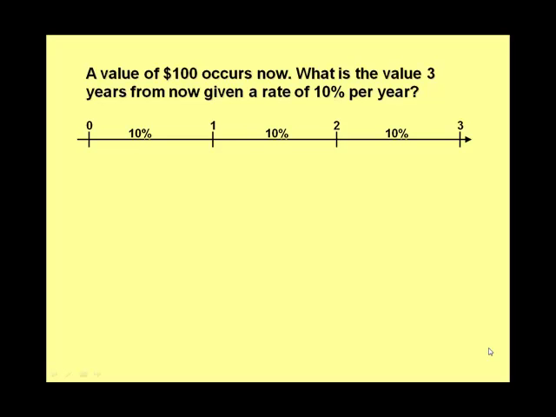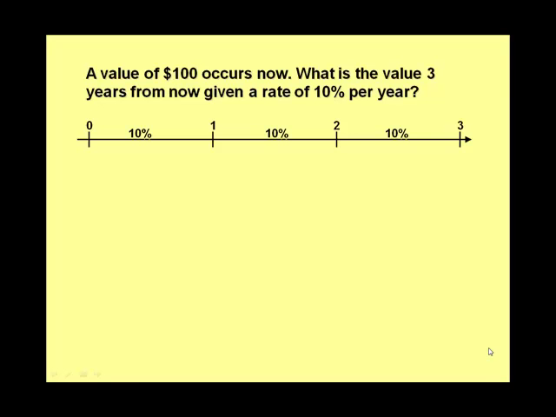And here we have a 3-period timeline with each period corresponding to 1 year. And so here we're looking at a 3-year period. And I've also placed in there our rate of change per year. Our dollar values will be changing at a rate of 10% every year over this 3-year period.